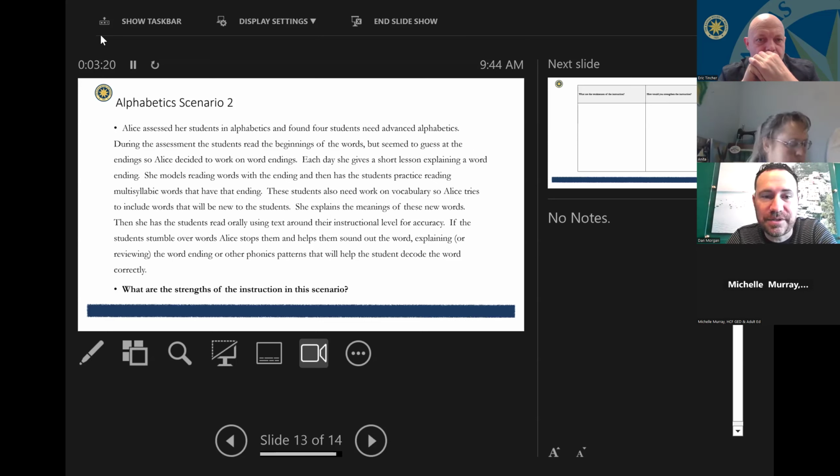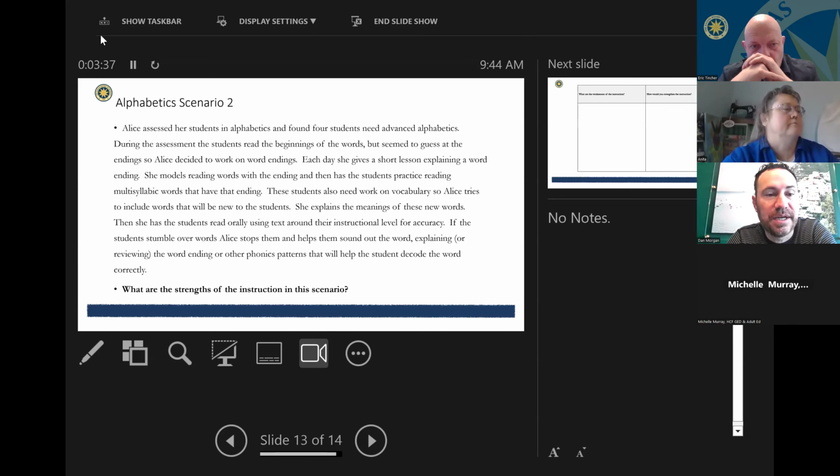These students also need to work on vocabulary, so Alice tries to include words that will be new to the students. She explains the meanings of these new words, then she has the students read orally using text around their instructional level for accuracy. If the students stumble over words, Alice stops them and helps them sound out the word, explaining or reviewing the word ending or other phonics patterns that will help the student decode the word correctly.